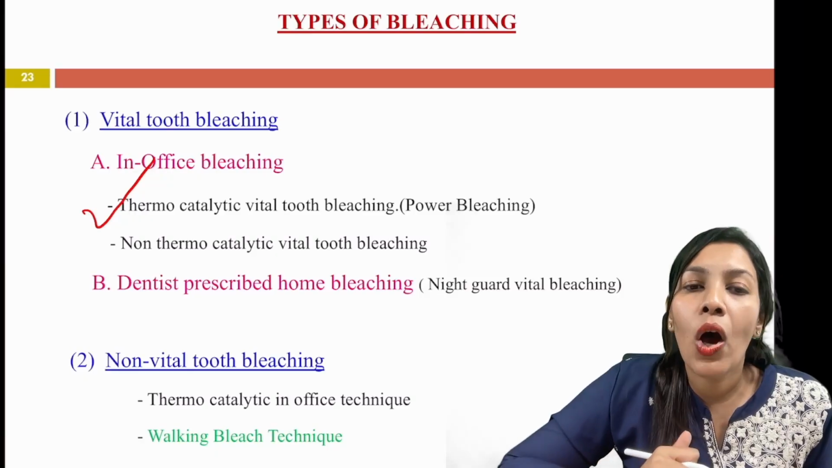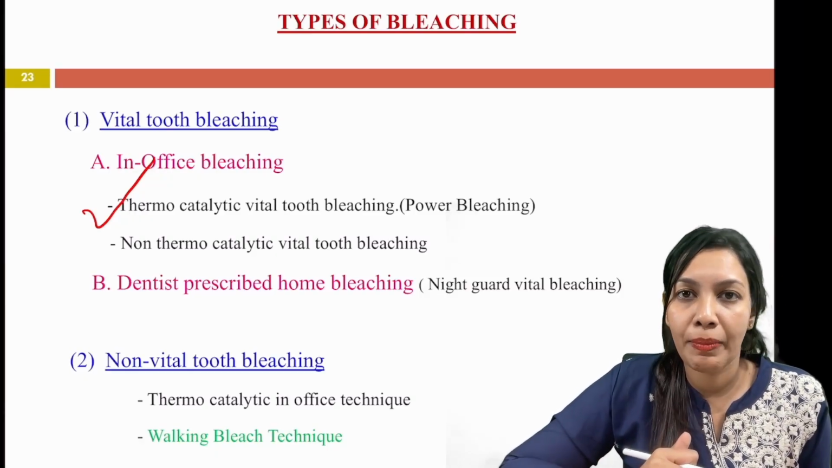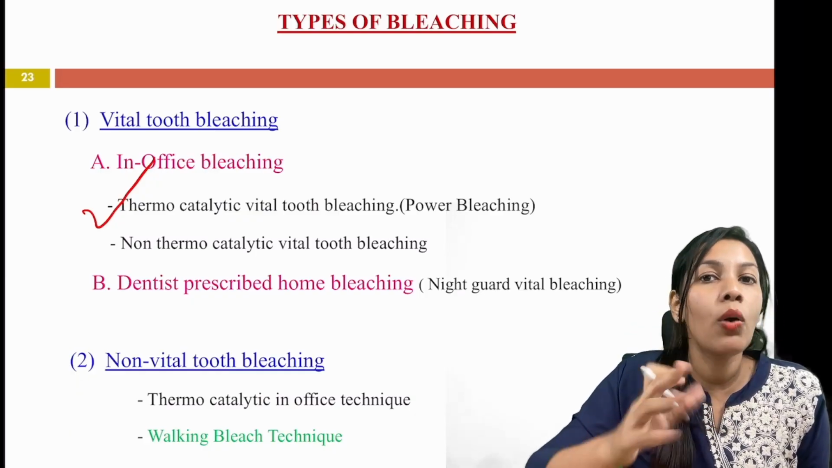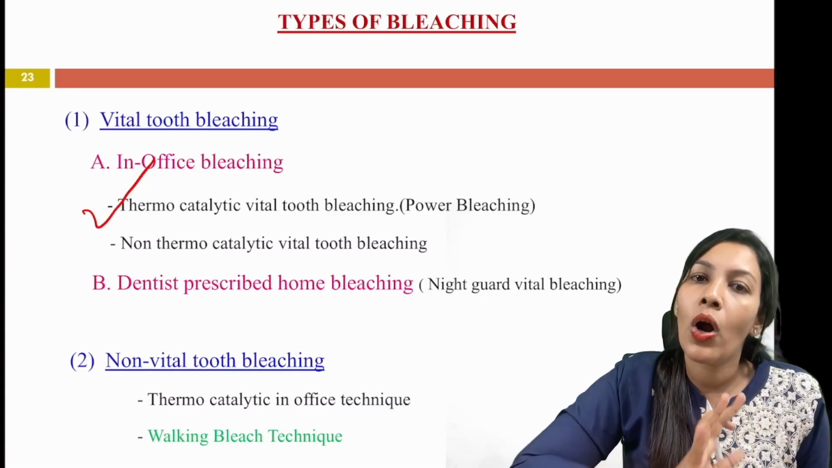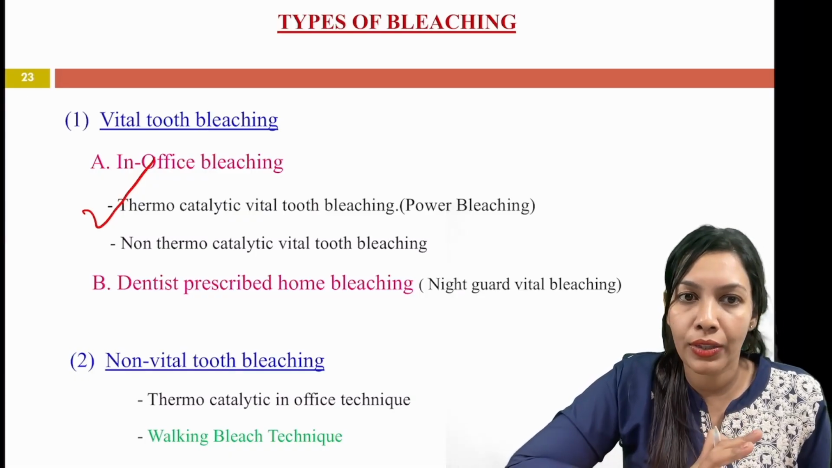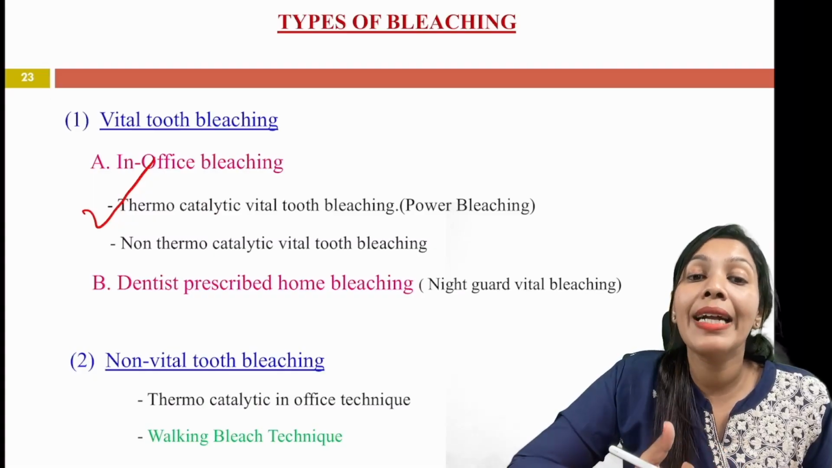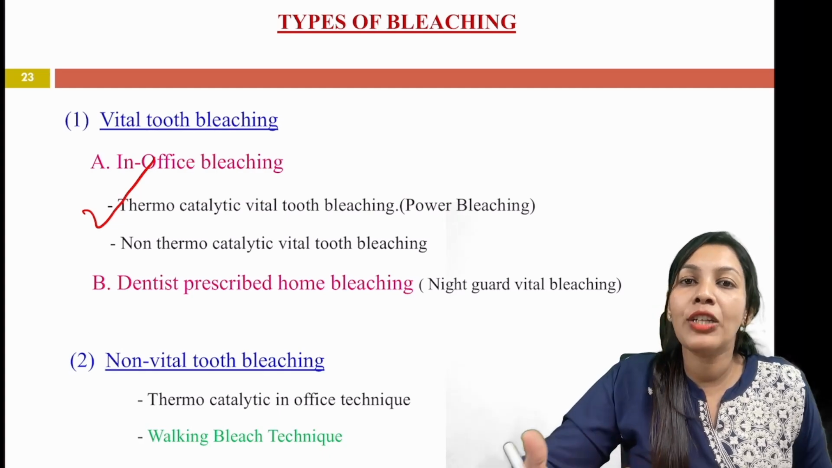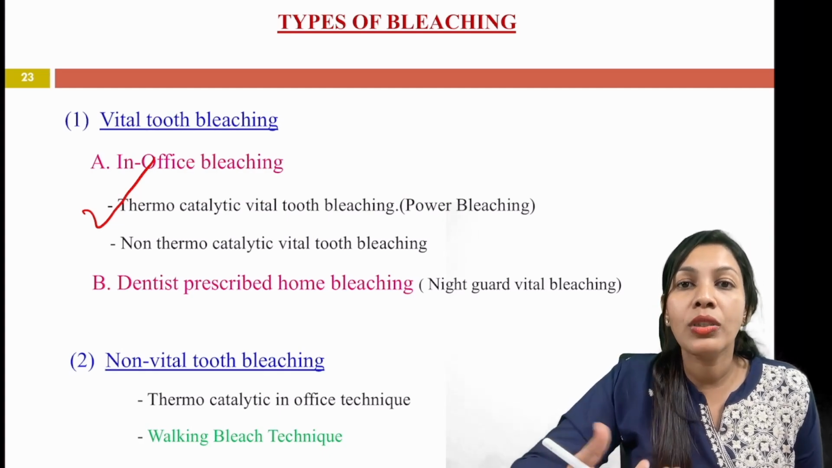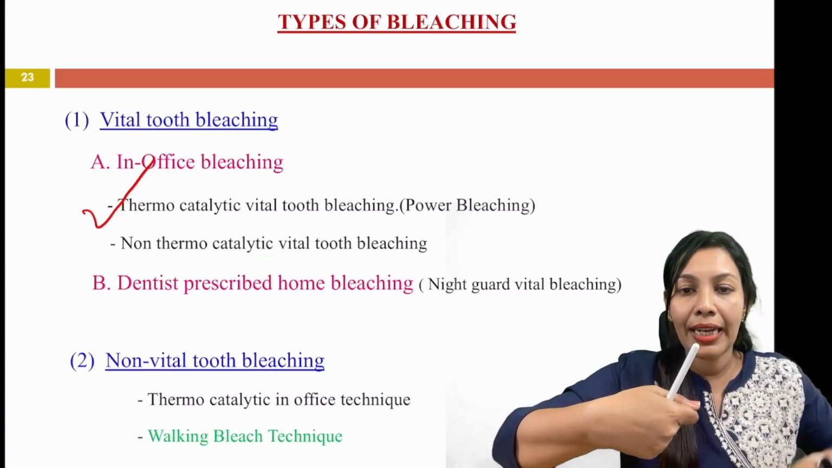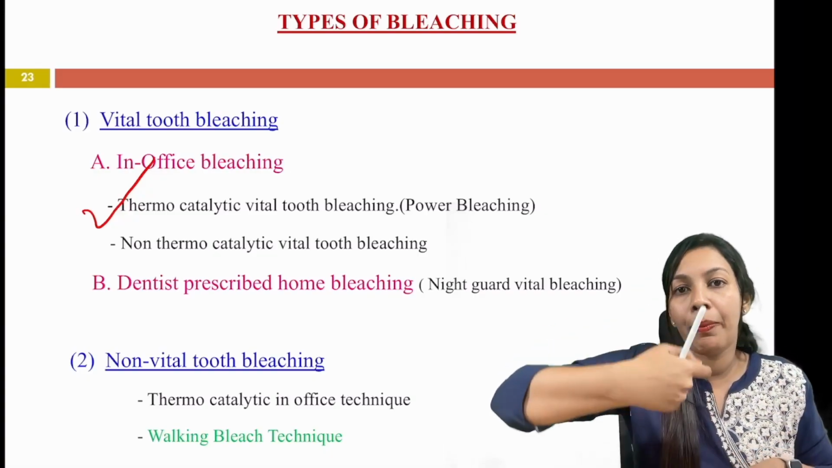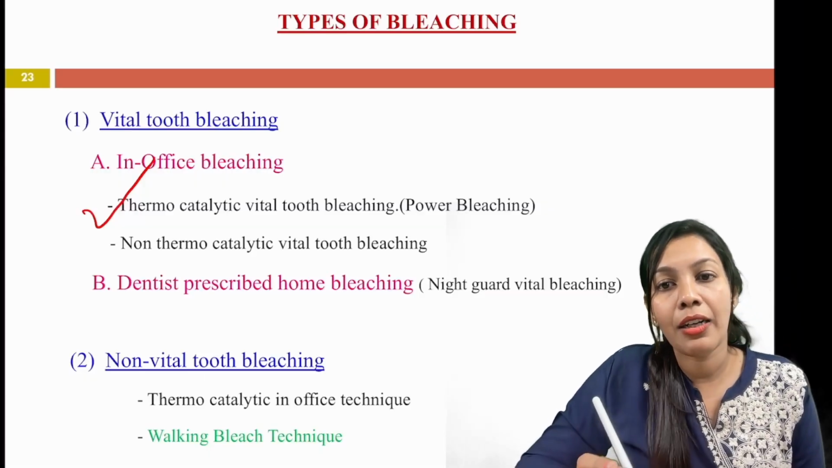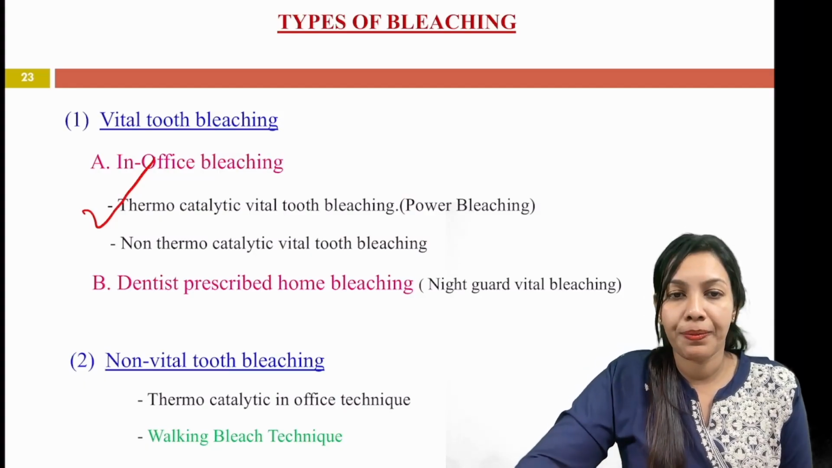Next is non-thermocatalytic bleaching agent, which means we'll be simply applying the bleaching agent on the tooth surface without activation. That is non-thermocatalytic bleaching. Hope you understood. Next is dentist-prescribed home bleaching. That means we'll allow the patient to go home and use the bleaching agent in a tray. They'll apply the bleaching agent in the tray, place it in the mouth, and sleep with it. That is night guard bleaching or home bleaching.